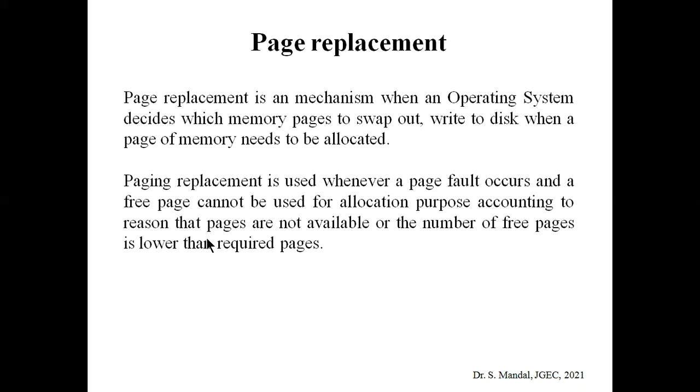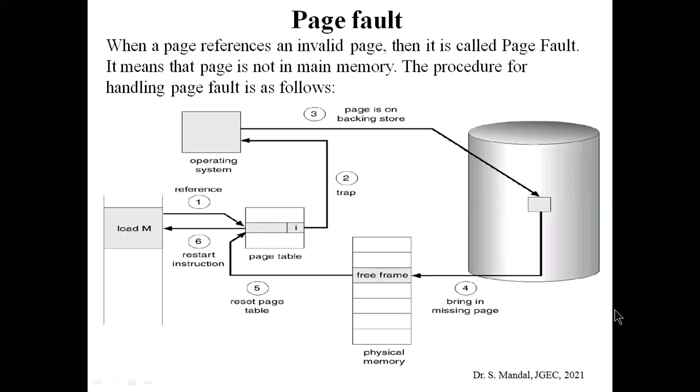Fine. Now coming to the next topic, that is page replacement. So what is page replacement? Basically it is a mechanism where the operating system decides which memory page is to be swapped out or written to disk when a page of memory needs to be allocated. Consider a real life scenario, like the earlier one. The operating system tries to find the respective page in the secondary memory location, and if there is a free frame, then it will allocate that particular frame or page.